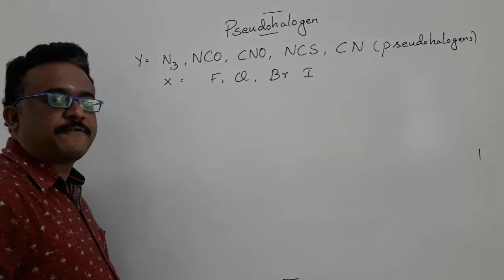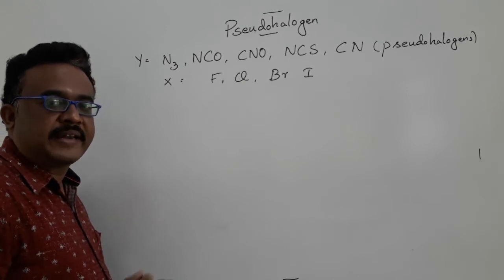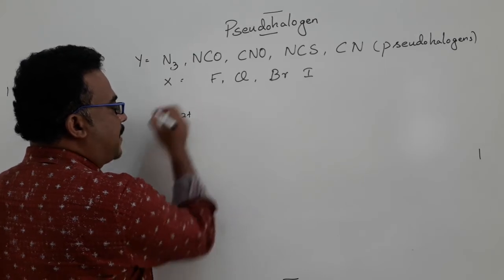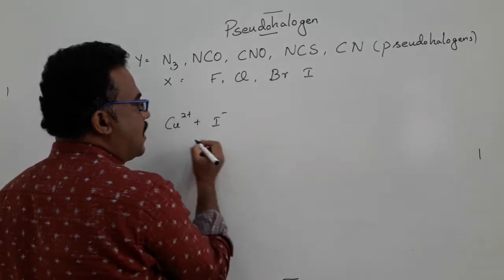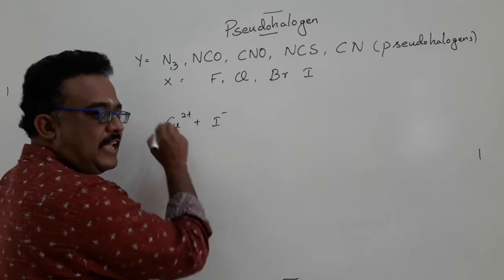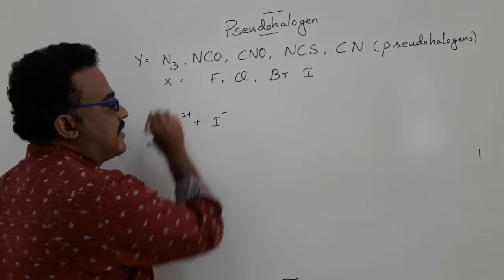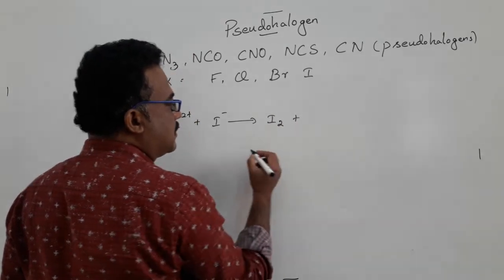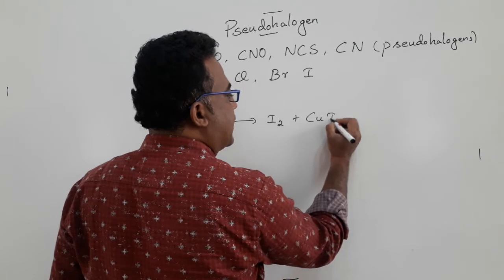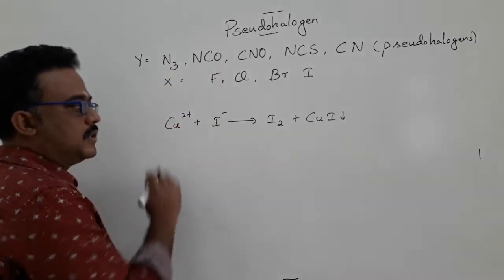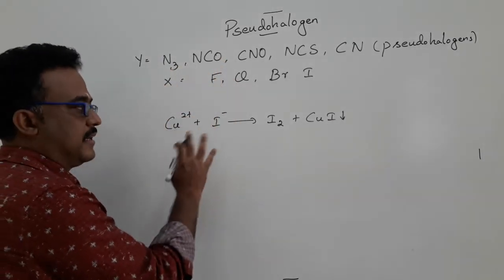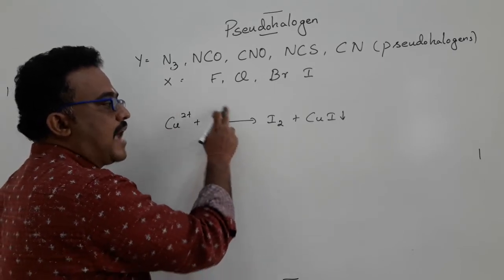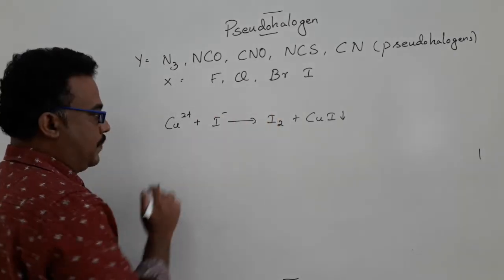Normally, in the estimation of copper by iodometric titration, we react copper 2 plus with iodide. Copper 2 plus here acts as an oxidizing agent that oxidizes I minus to I2, plus cuprous iodide, which is precipitated. We know this already: copper 2 plus acts as an oxidizing agent that converts iodide ion to iodine molecule.